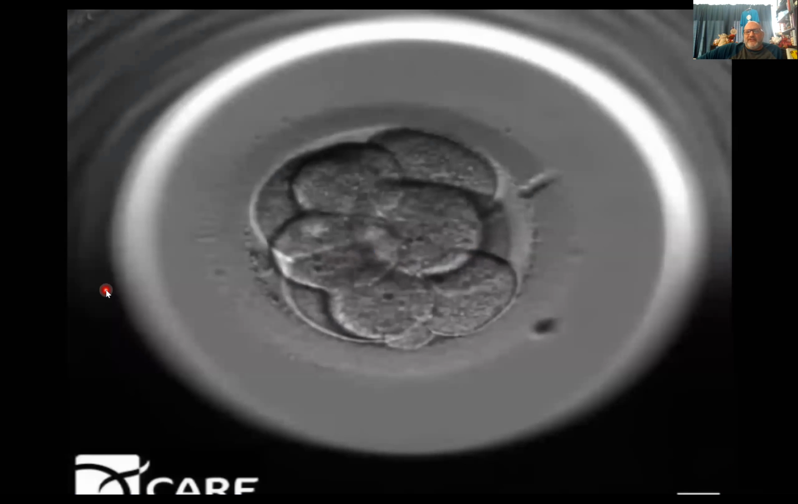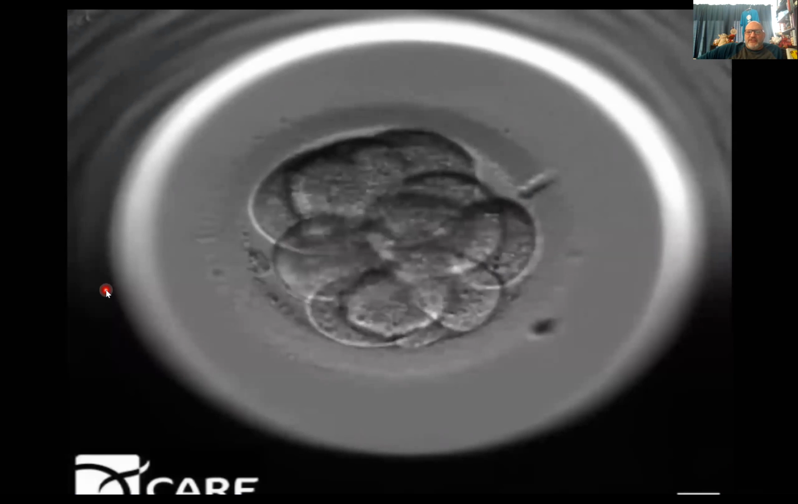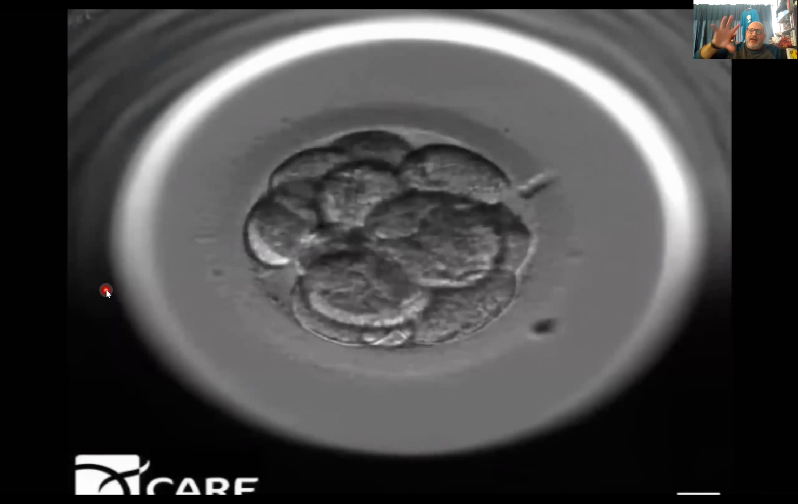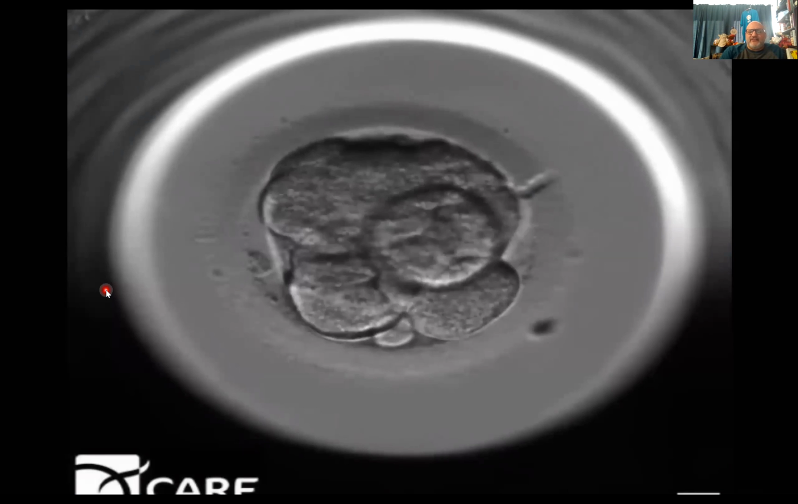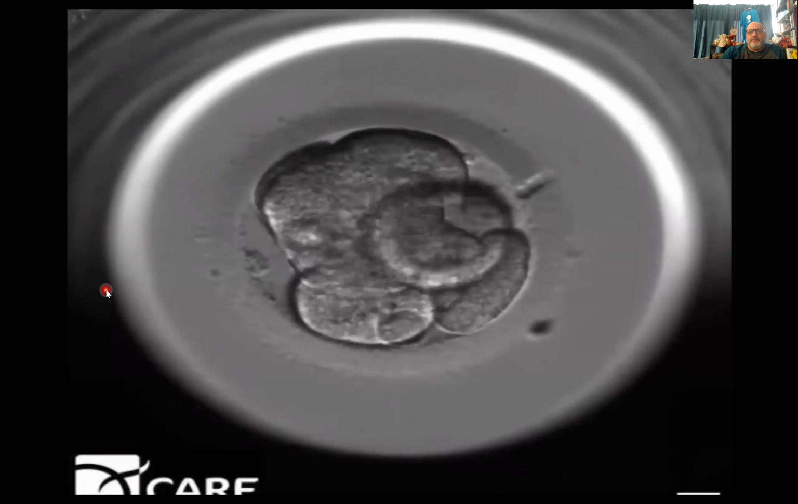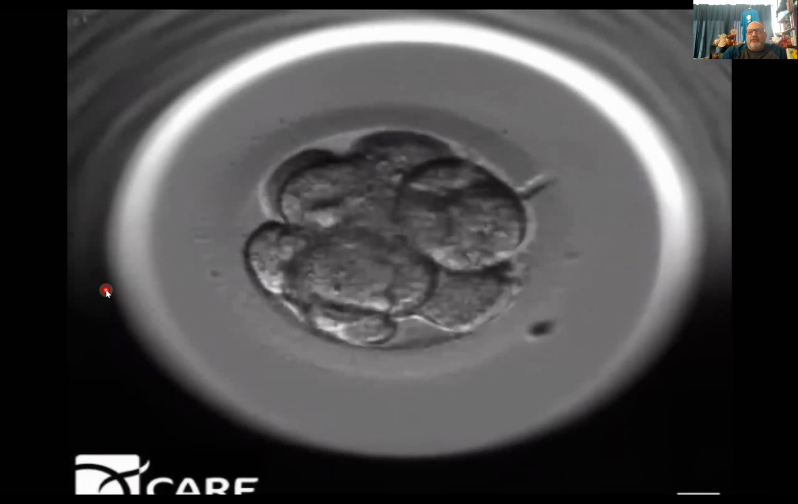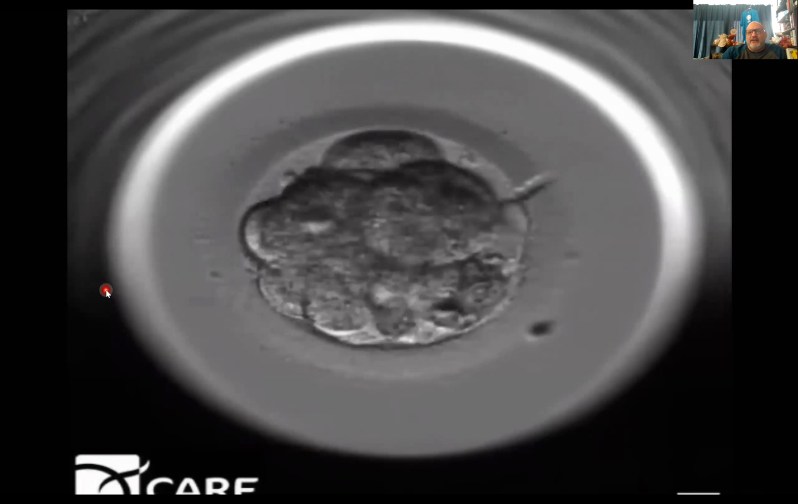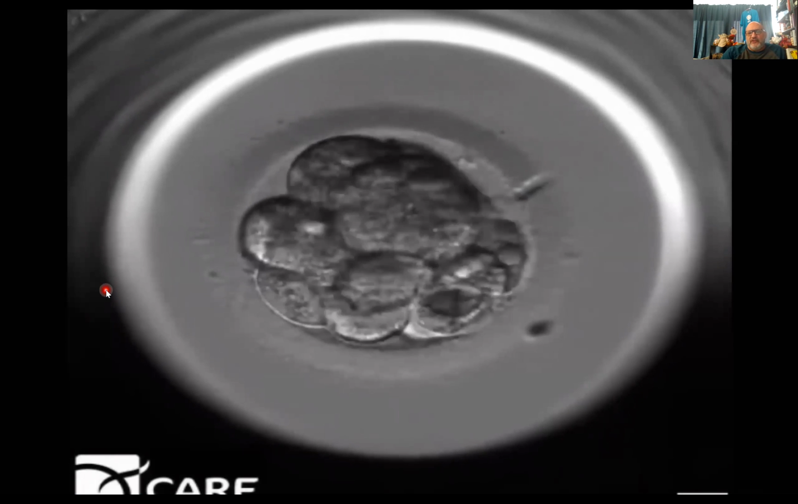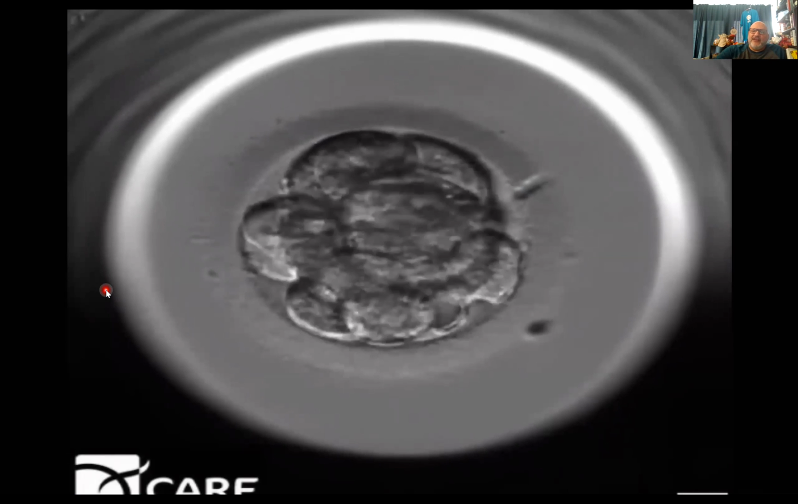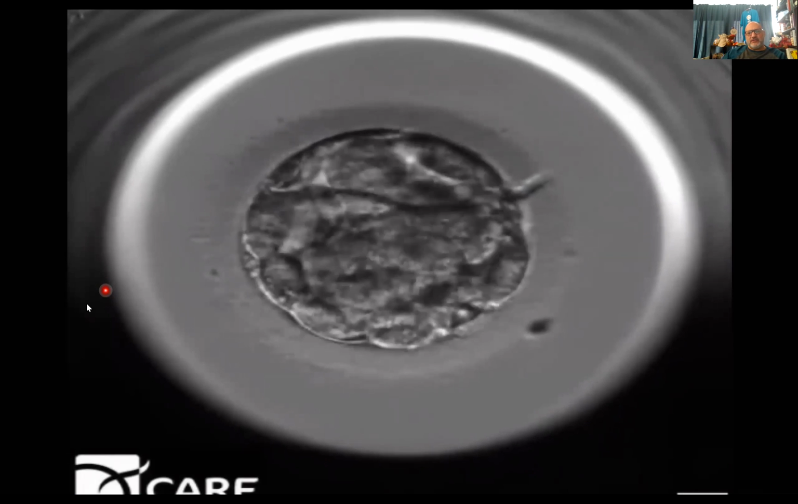Then from day 3 to day 6, that division continues. 8 becomes 16. And at this point, it is a solid mass of cells known as a morula. They condense down, continuing to divide till hundreds of cells are present. And when about 100 cells are present is when we start to see the differentiation.